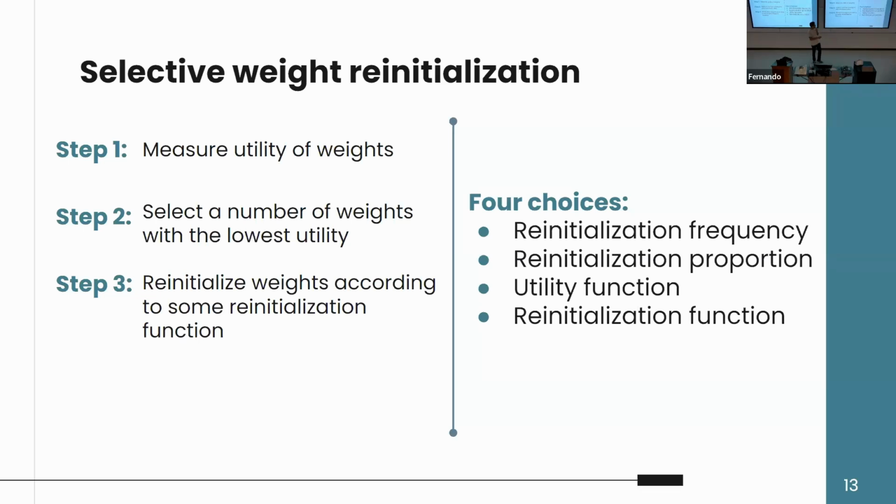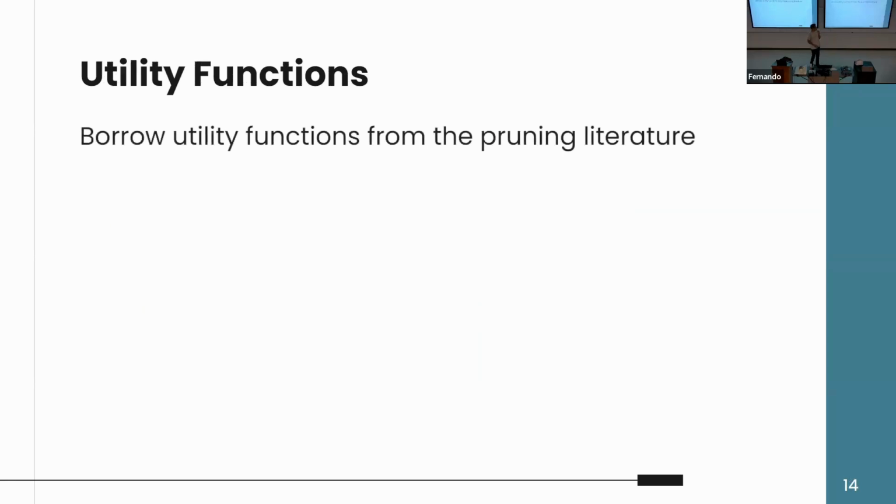So I'm going to go through the utility functions and reinitialization functions that I used. For utility functions, I'm just going to borrow utility functions from the pruning literature. In neural network pruning, usually people look at different measures to rank weights in order to choose the ones that are least useful for the network and then get rid of them, to save some computation or some memory. So this is a topic that is really heavily studied there.